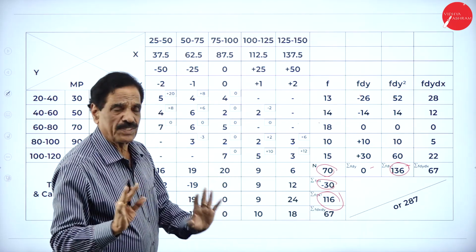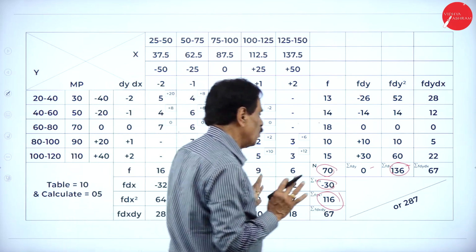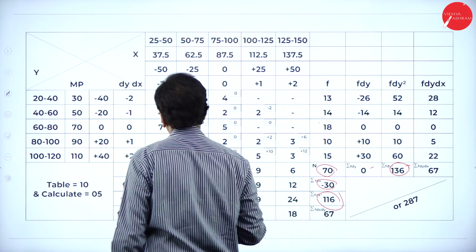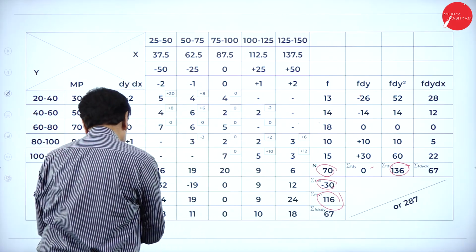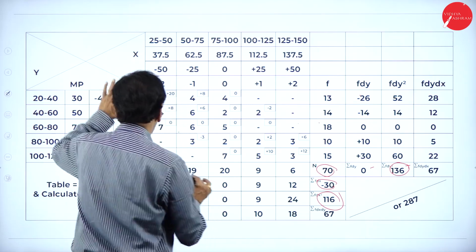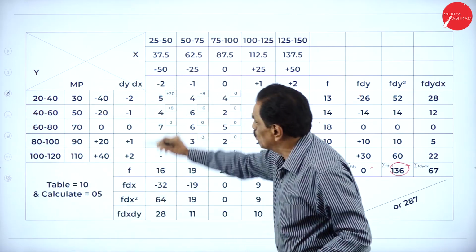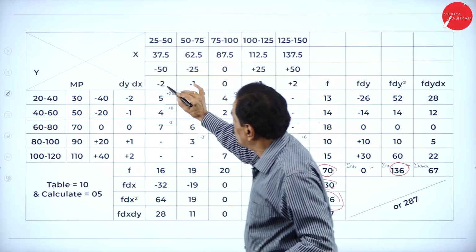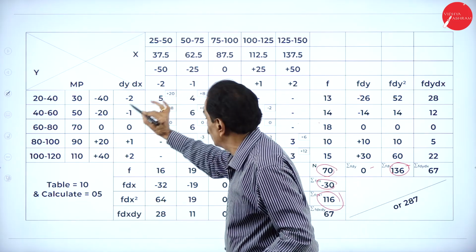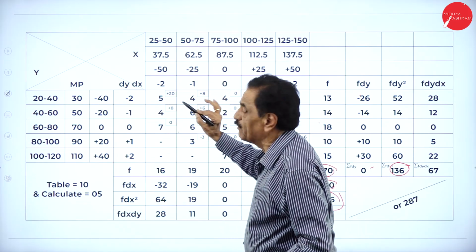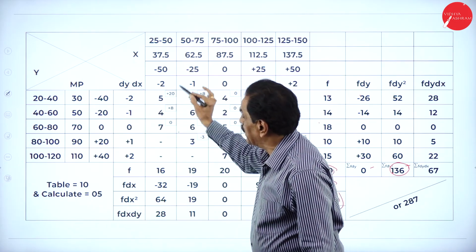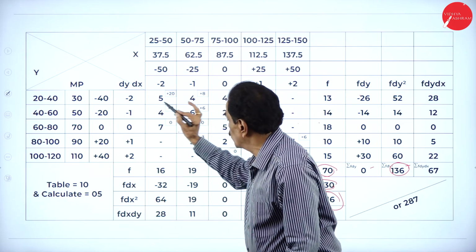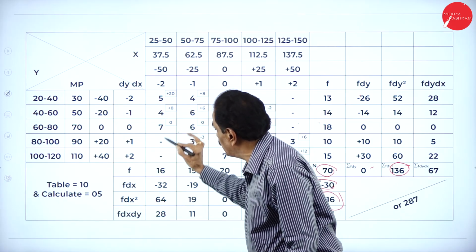Now, the last step is most important here. Here, f dx dy or f dy dx is the same. You keep this as constant. 2 twos are 4 plus 4. 4 fives are 20. How is it? 2 twos are 4. 4 fives are 20. 2 ones are 2. 2 fours are 8. This is 0. Leave it off.